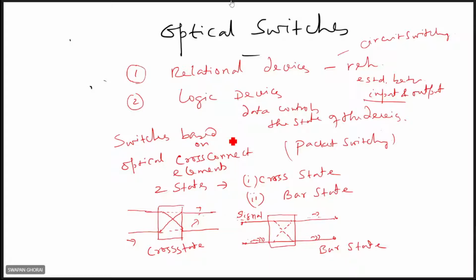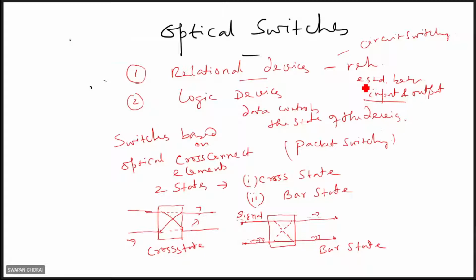So the information that is entering into the device cannot change these relations. An example is the directional coupler. We'll see different types of devices. So in relational devices, the main thing is this: a relation is established between input and output, and this relation is a function of the control signal which is applied to the device, right?